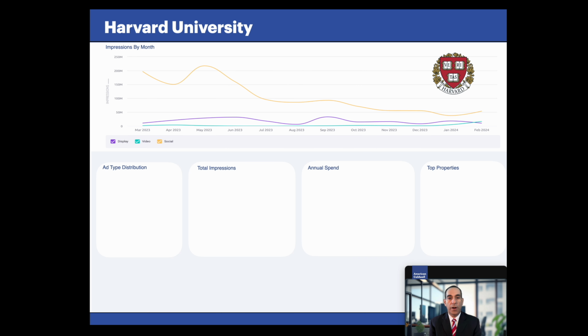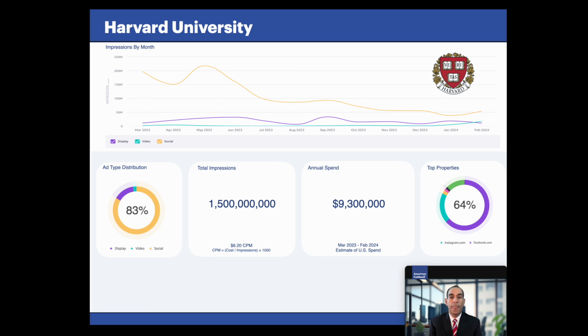Now we'll take a look at Harvard University and their spend and their impressions. Here you can see that they started ramping up in May and then teetered off a little bit, but kept a pretty consistent drumbeat throughout the full year. 83% of their ads are being done on social, with a big portion of them as display banner ads. 1.5 billion impressions overall, and an annual spend of $9.3 million.